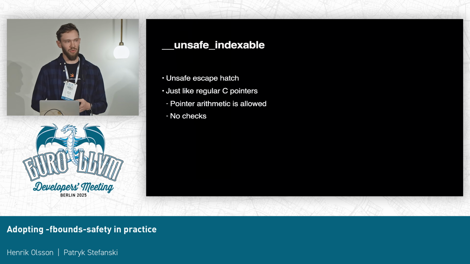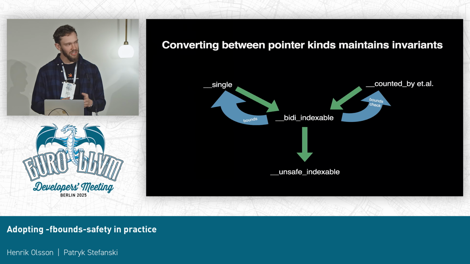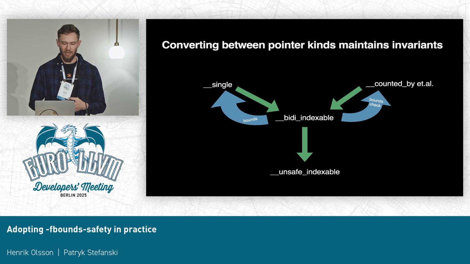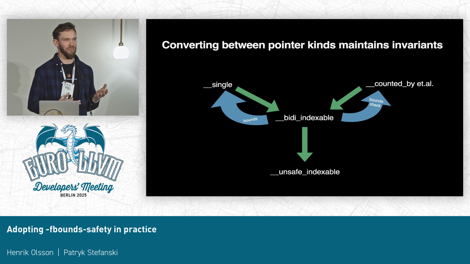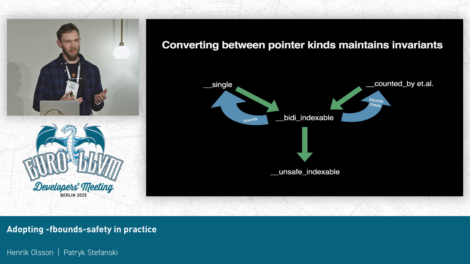Let's take a look at how that works and when explicit conversions are required. Here's a model of the core of the fbounds-safety pointer conversions. Byte indexable, being the most flexible kind, acts as a common middle ground between the other kinds. Converting to byte indexable is just a matter of transferring bounds, so no bounds check is needed.